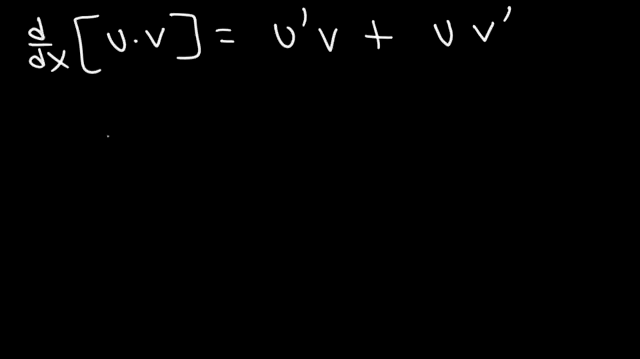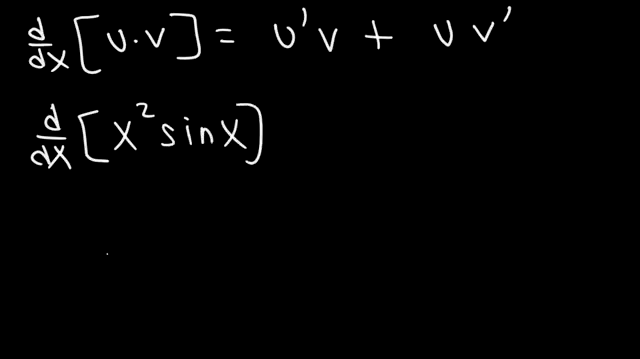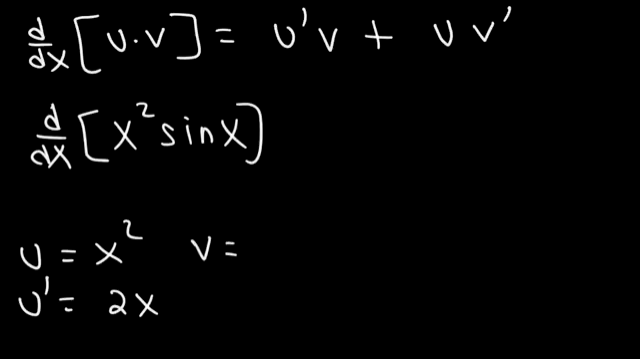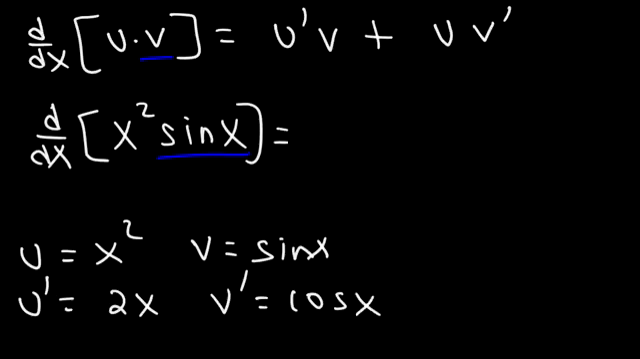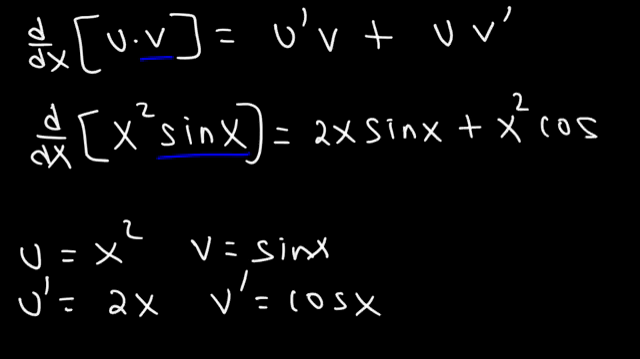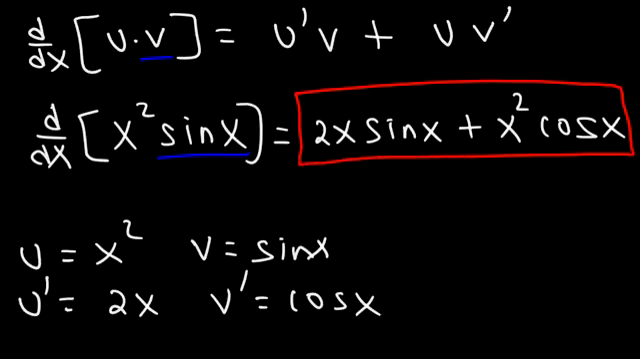Now let's work on some examples. What is the derivative of x squared times sine x? In this case, u is x squared, which means u prime is 2x. V is going to be sine x, so v prime is cosine x. So it's going to be u prime times v plus u times v prime, which is cosine. And so this is the answer, 2x sine x plus x squared cosine x.